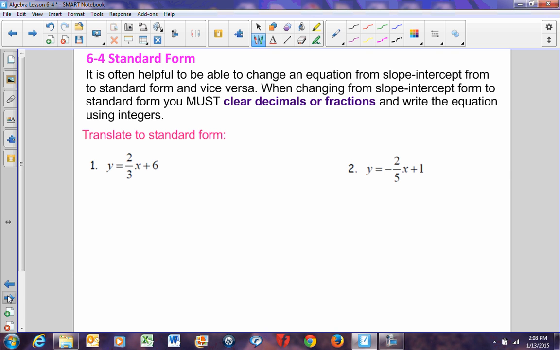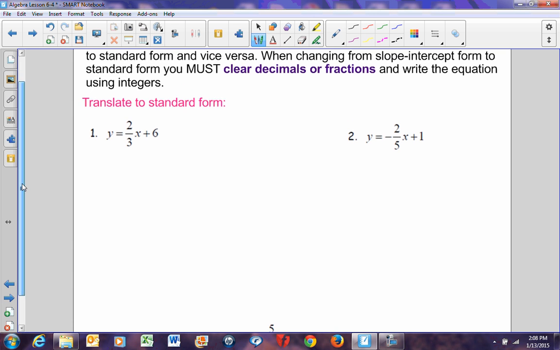So if we're going to take this first equation, y equals 2/3 x plus 6, and write it in standard form, the first thing we need to know is standard form, if you remember, is ax plus by equals c. It has to be something times x plus something times y equals something that doesn't have an x or a y. So the first thing I need to do is get all the variables on the left-hand side and all the numbers without variables on the right-hand side.